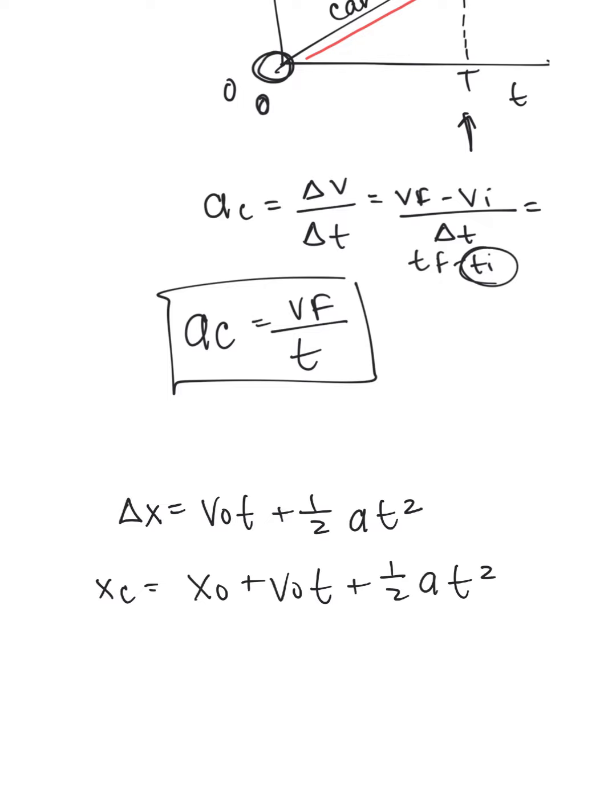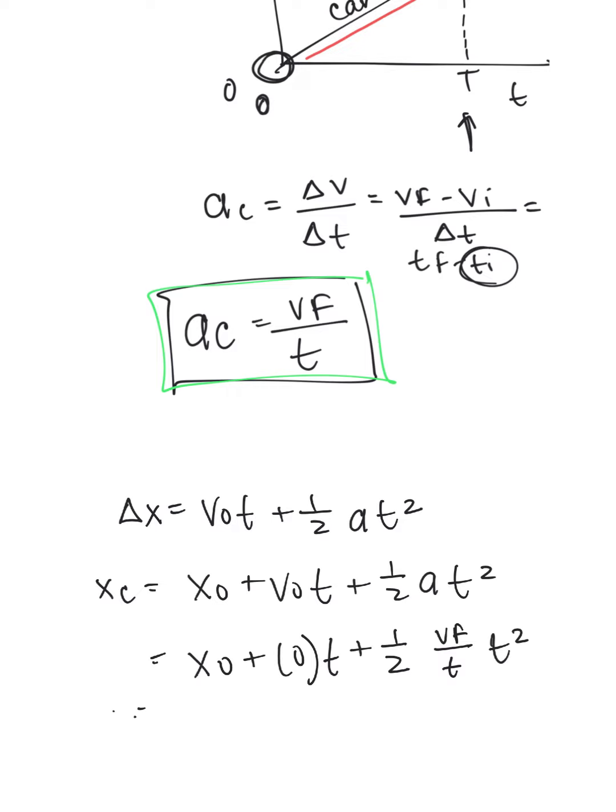And if we plug in our known values, we have our x initial plus our velocity initial, which is 0, times t plus 1/2, and our a, as we said earlier, is velocity final over time, multiplied by t squared. And if we simplify this further, we get x initial plus 0, and 1/2 of, we can cross out this t and that, so that we get velocity final times t.